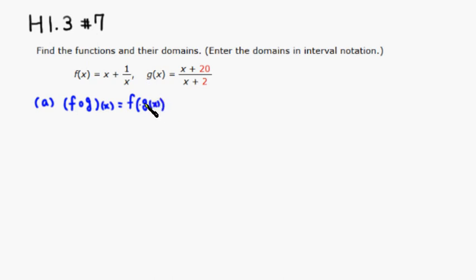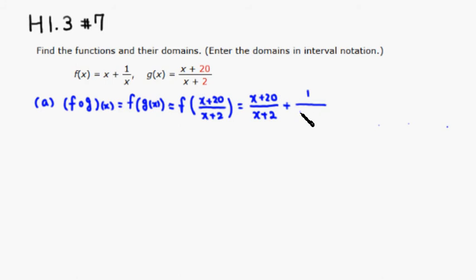Alright, so let's work from inside out. So you have f. g of x is x plus 20 over x plus 2. Since the function f formula is x plus 1 over x, I'm going to replace x by whatever is inside the parenthesis. So you have x plus 20 over x plus 2, then plus 1 over x.